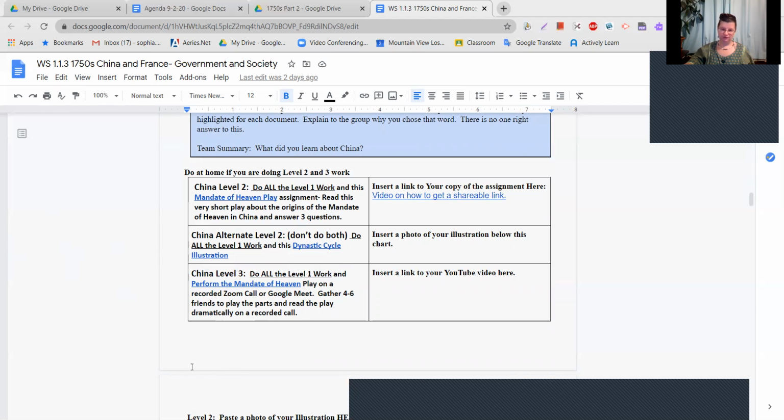If your student is really wishing that they could spend more time with their peers, work together on a project, if they work best when they're talking to others, you might encourage them to find some friends and actually act out a recorded Zoom call and act out the play that is in the first option.